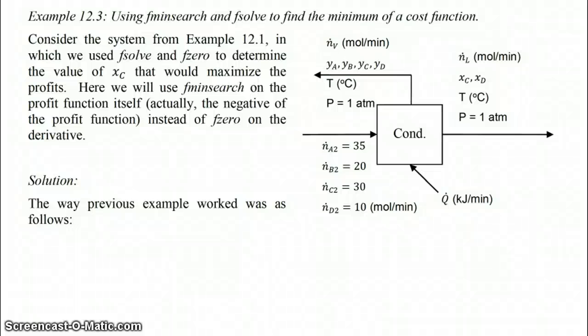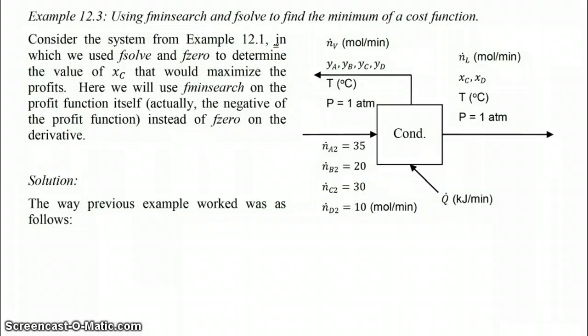In this final screencast for Lecture 12 in Chem E 225 for Spring 2015, we're going to consider example 12.3, where we're using fminsearch and fsolve together to find the minimum of a cost function. Now, this system is the same as the example that we found in example 12.1, where we used fzero and fsolve to find the minimum.